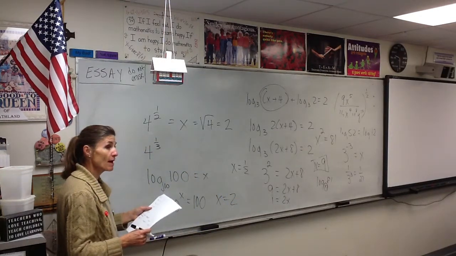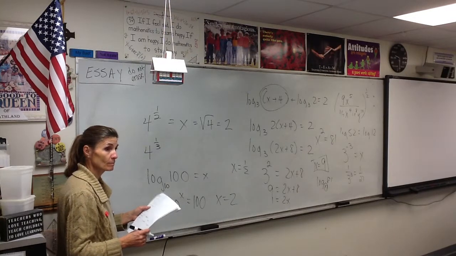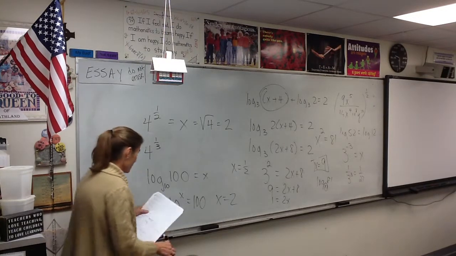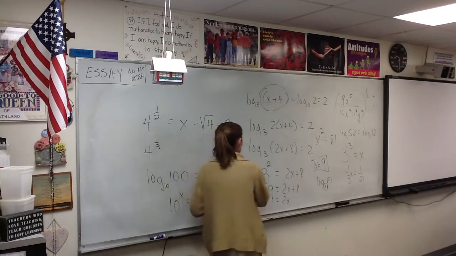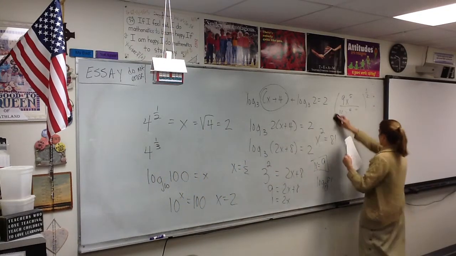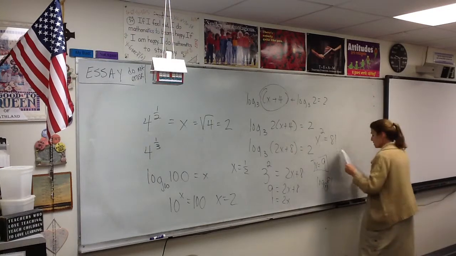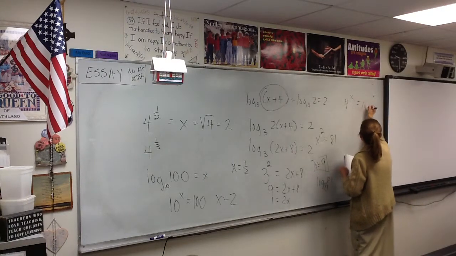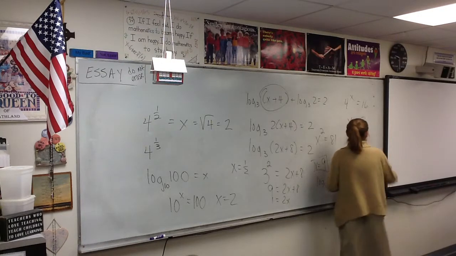Did everybody catch all that? Mackenzie, next one. 4 to the x equals 16. Perfect. 4 to the x equals 16, so the answer must be 2. Bingo.